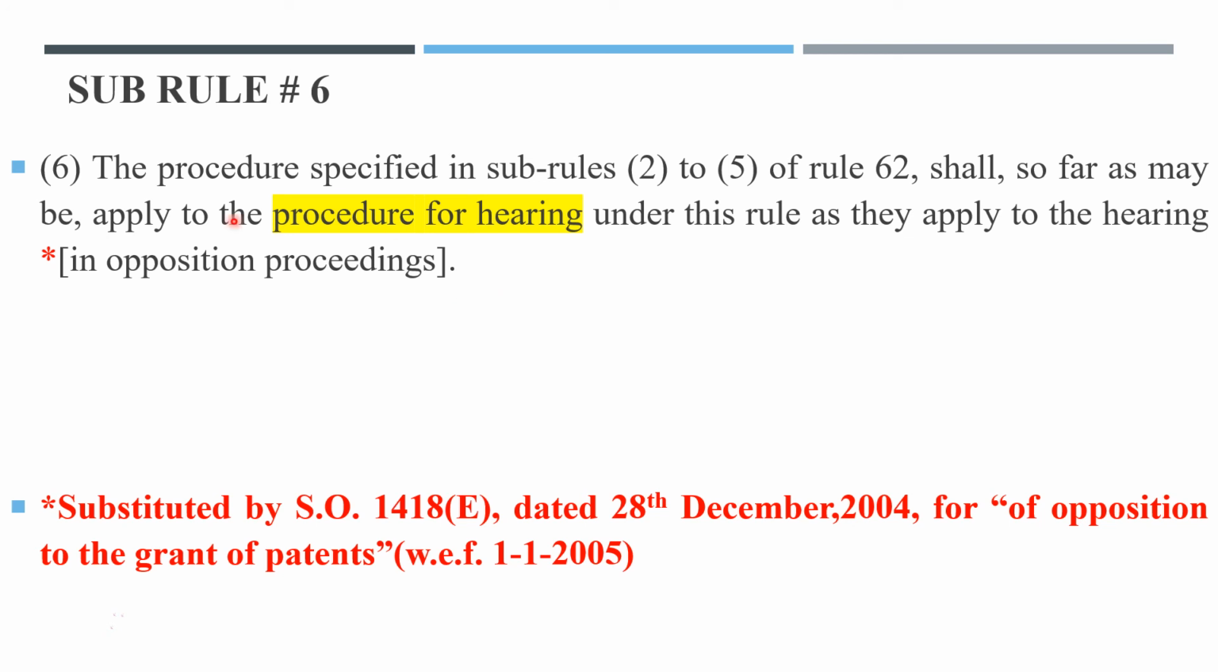Fine. And this single star mark indicates the words inside the square bracket. These are substituted by SO 1418E dated 28th December 2004 for "of opposition to the grant of patents" with effect from 1st January 2005. That means earlier it was "of opposition to the grant of patents", but now it is "in opposition proceedings". Just remember this, and yeah, this is clear now.